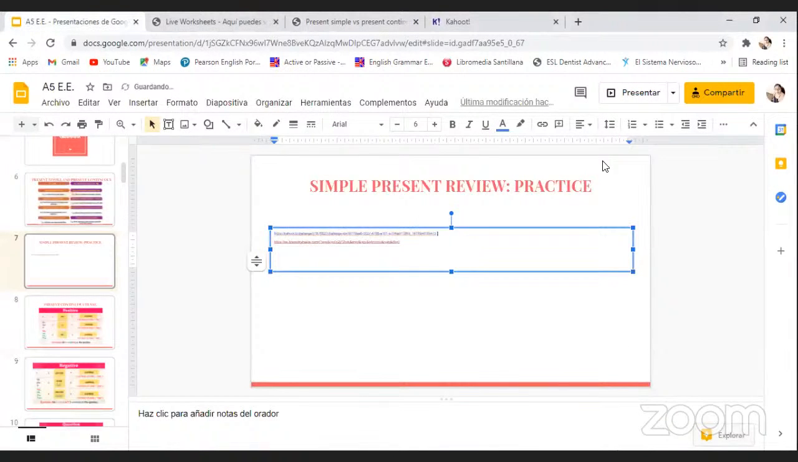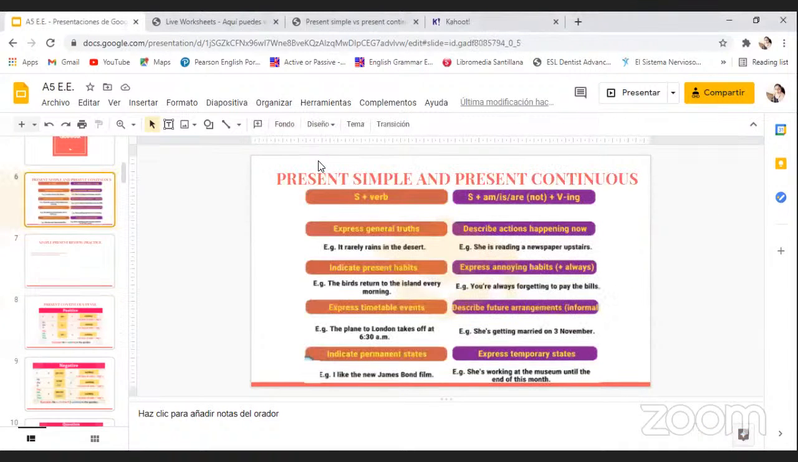So don't worry. Please work also on this practice. It's only about the simple present. Esta práctica es solo del presente simple, la que vas a realizar en este momento. Please.